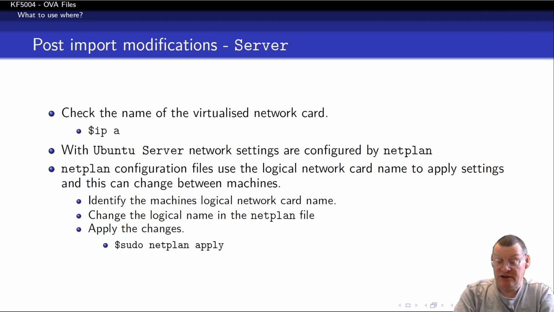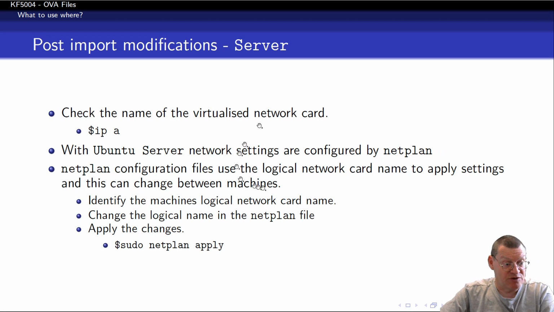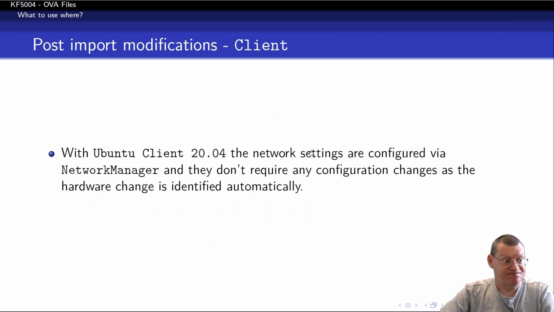Now that's for the server, and that's because it uses netplan. When it comes to the clients, it's totally different. The clients, specifically Ubuntu Client 20.04, don't use netplan. It uses something called Network Manager. And the nice thing about Network Manager is it will identify whatever network card is available on the machine and will apply the settings to that. So when it comes to the client side, we simply import the machine and Network Manager will deal with it for us. However, we do have a problem with the server because netplan doesn't do that for us. So we're going to have to make some changes.